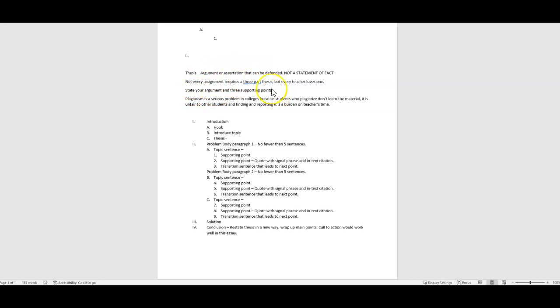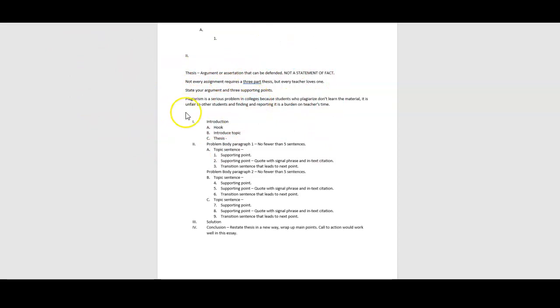I'm sorry, I have a little bit of a cold. So your argument or your assertion is something that can be defended. It is not a statement of fact. I'm trying to think of a statement of fact right now, so many people plagiarize in college or whatever. You want something that you can defend. Plagiarism is a serious problem in colleges. I can defend that throughout the paper. If you just say something that's just flat out true, then you can't defend it or support it throughout the paper. So you want something that is more than a statement of fact, that is an argument or an assertion that can be defended.